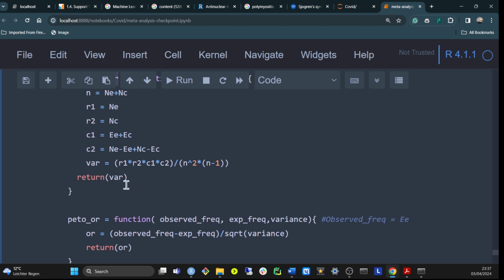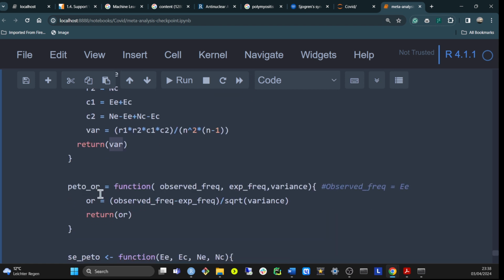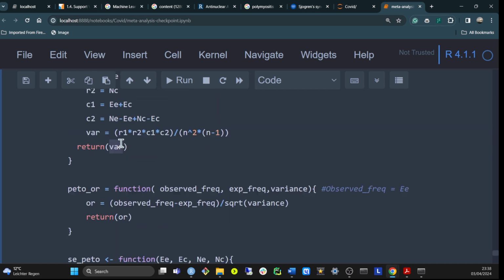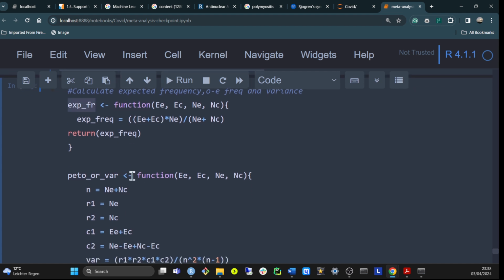So here I have the standard error. The standard error is this. Now the next thing is we need to calculate the odds ratio and confidence interval and all those things. So to do that, we have to again use this formula.